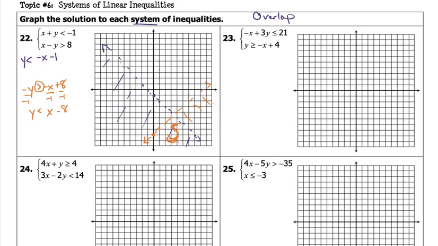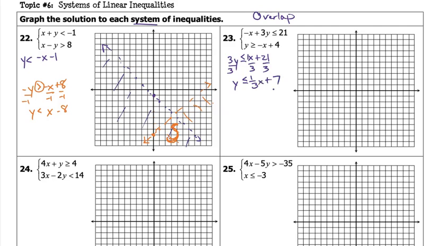All right, let's take a look at 23. Top one here, not in slope-intercept form. We're going to have to change that over. I'm going to start by adding the y to the other side. So less than or equal to x plus 21. Divide everyone by 3. So y is less than or equal to 1/3 x, there's that 1 in front of that x, plus 7.